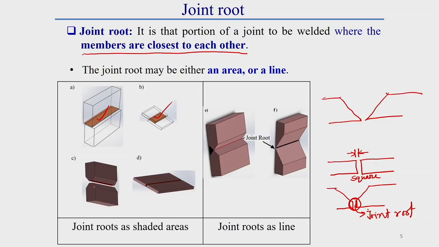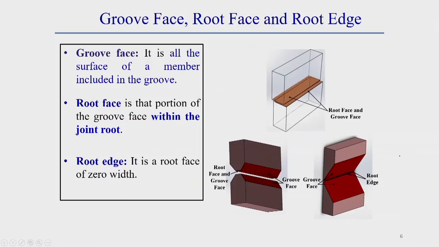In case of double V or bevel edge preparation, generally this joint root is an area. In case of a square edge here also the joint root is an area. Now, but here generally, if this joint root has zero width, here you see this joint root has zero width, so here we can see it is a line. So here also it can be a line. This is for a single V butt joint, and for a double V butt joint also it is a line.